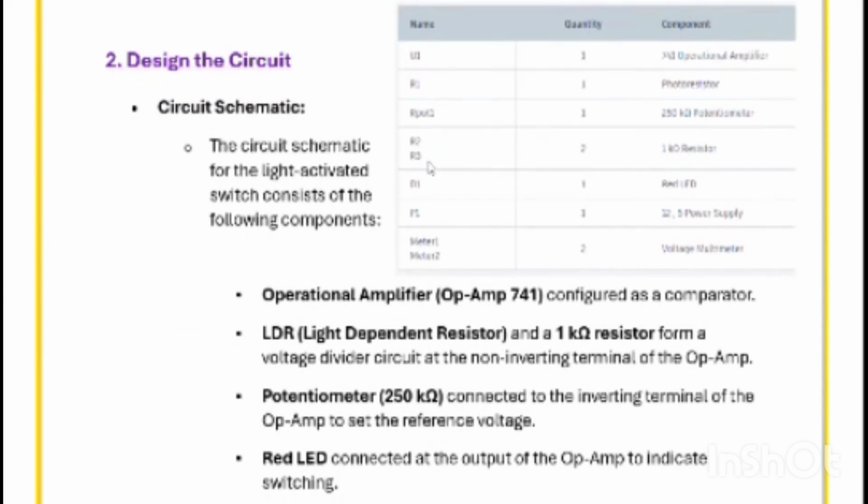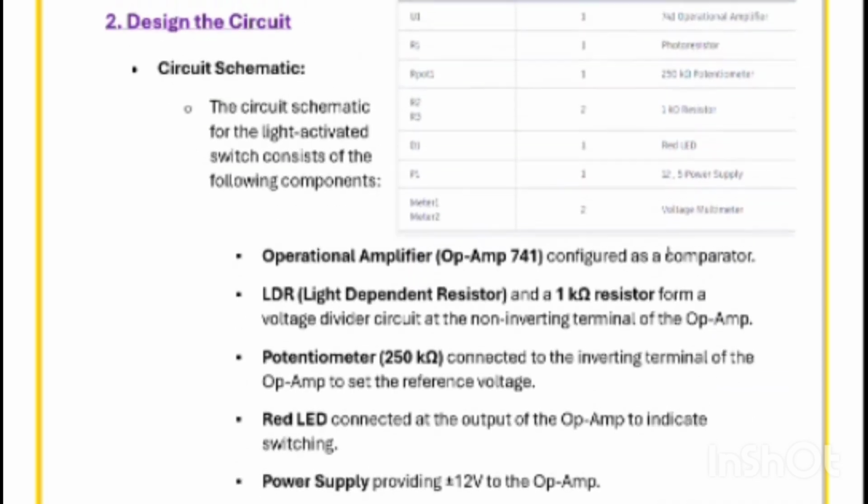The second is designing the circuit. First of all, we are doing that on the Tinkercad software, where this data that we have collected after doing the simulation. These are the components that we have used on Tinkercad, which include the 741 IC op-amp, photoresistor, potentiometer, resistor, red LED, power supply, and voltage regulator.